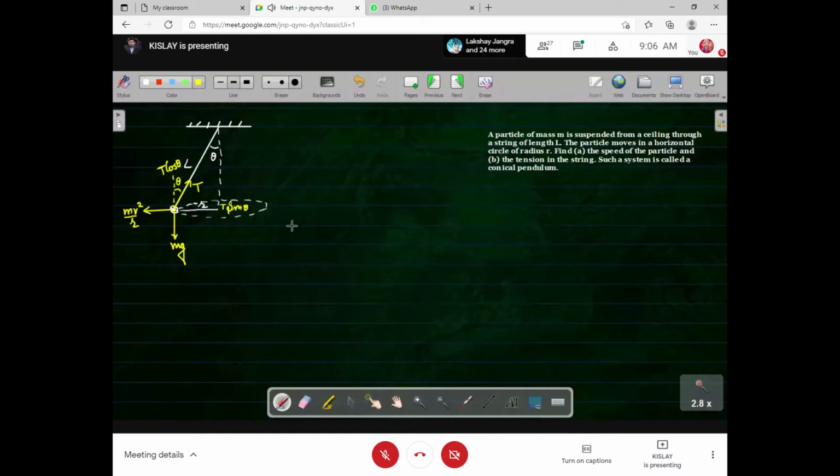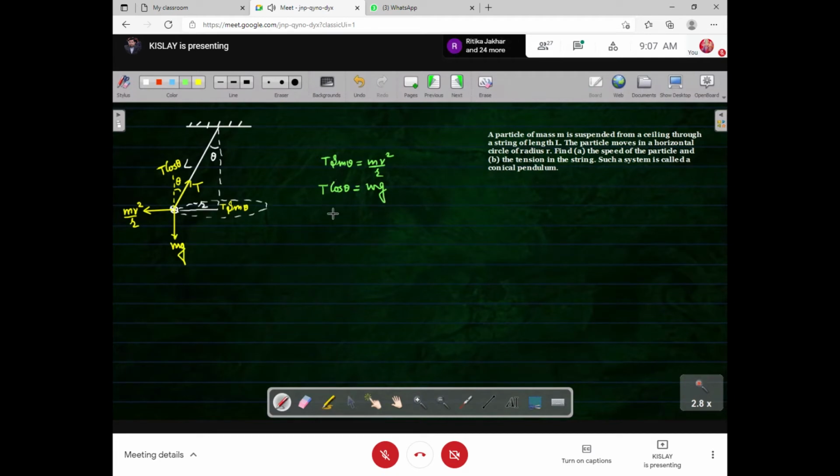Now, since it is a balanced situation, we just have to formulate the equations. The force in the right direction is equal to the force in the left direction, because the net force acting on the pendulum is 0. T sin theta is equal to mv square upon r, and T cos theta is equal to mg. Any doubt related to this? Good.